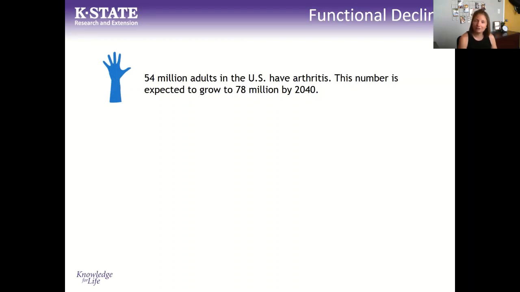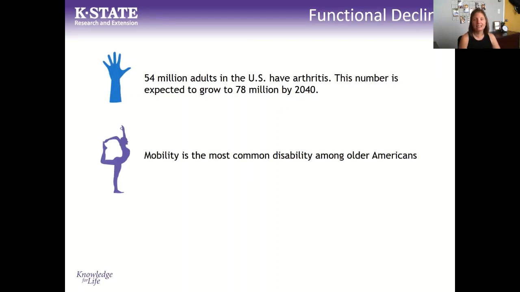When your body hurts, it's not going to be a whole lot of fun. So thinking about how arthritis can affect one's quality of life and their overall ability to function as well as they used to can be very powerful. Next is mobility. Mobility is the most common disability among older Americans, and mobility is really your ability to get from place to place and to be able to get yourself up and moving on your own.